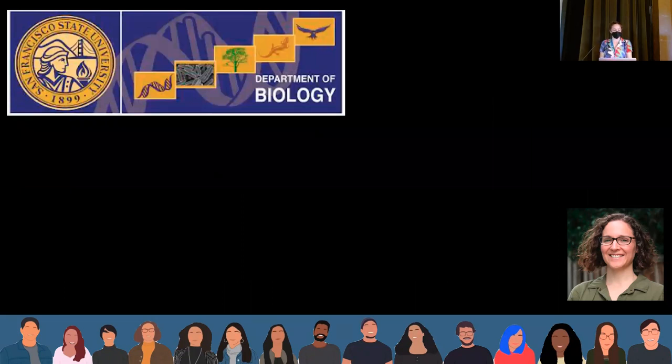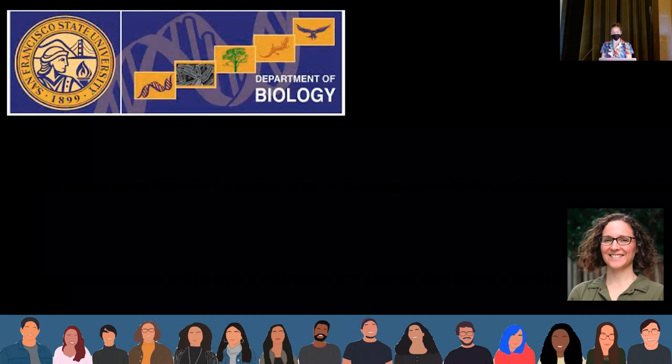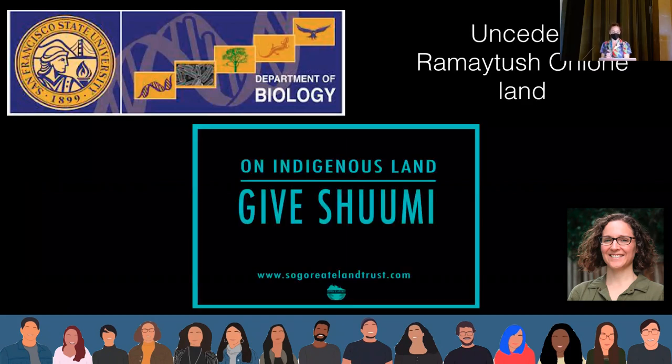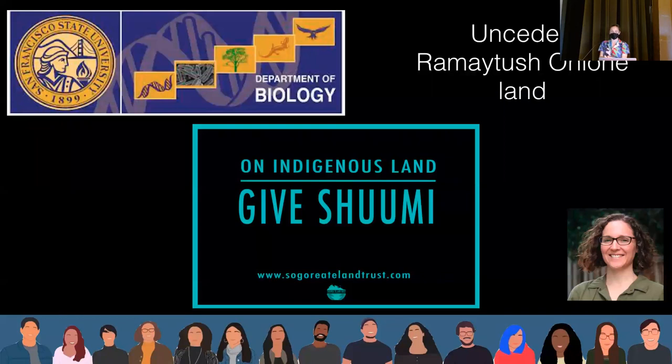Okay, first, a little context. I performed this work with a lab of incredible students at San Francisco State University, which Pliny Pennings introduced very well yesterday. San Francisco State University is a predominantly undergraduate institution situated on unceded Remitush Ohlone lands. If you, like me, are a non-Indigenous person who lives or plays or works in the San Francisco Bay Area, then you can support land rematriation by paying your Shumi land tax. I'm putting this here because I think other people are in the same boat with me.